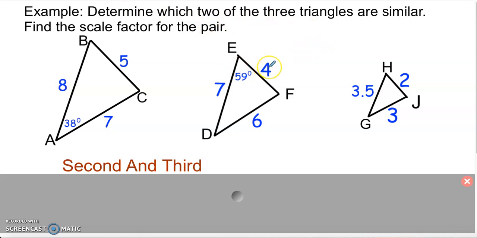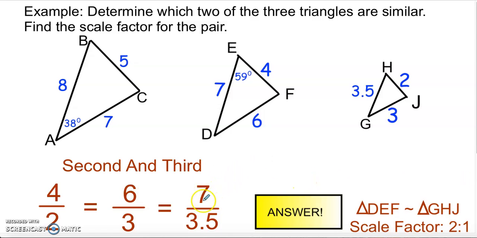So I'm going to go, smallest one here is 4. The next one is 2. And I've got 6 and 3. And 4 over 2 reduces to 2. 6 over 3 reduces to 2. And then I'm going to have to check 7 over 3.5. And 7 over 3.5 also reduces to 2. So these all work.